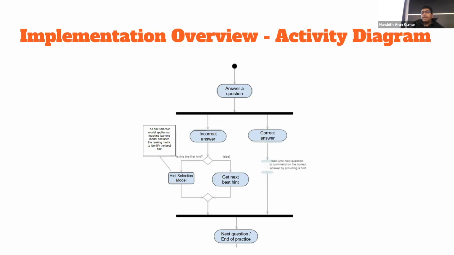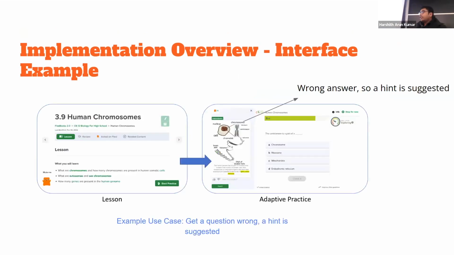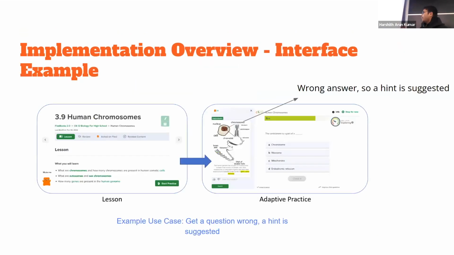And this is just an activity diagram. A student answers a question. If they get an incorrect answer, we want to use our model to give the next best hint. And then after that, you go to the next question and so on. So this is how the CK12 interface looks like. You have a question, pick one out of the 4 options. And if you get a wrong answer, your hint is suggested. And here is where we want to incorporate our machine learning model.